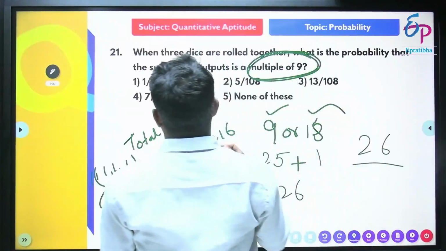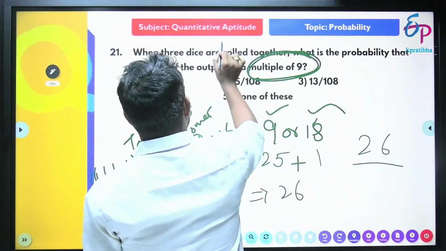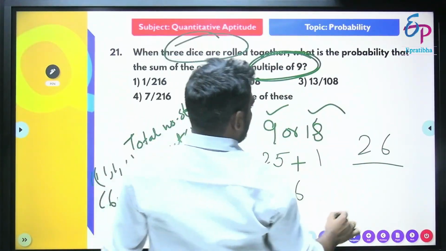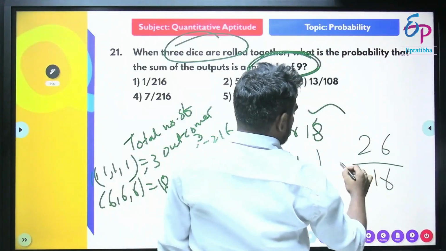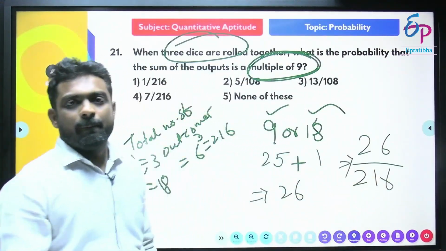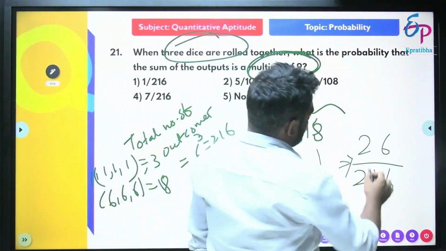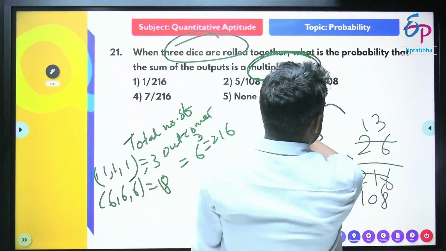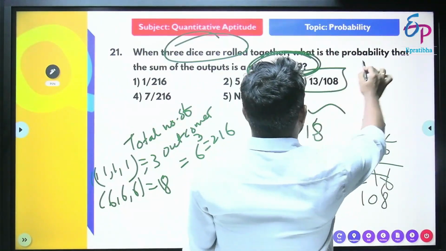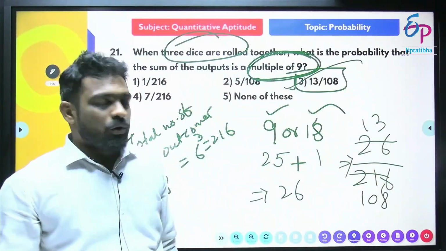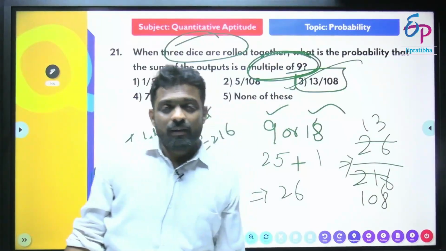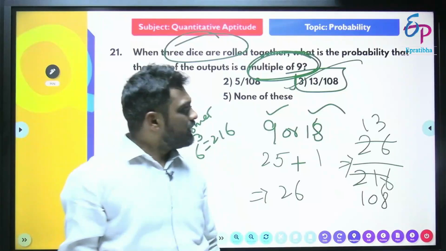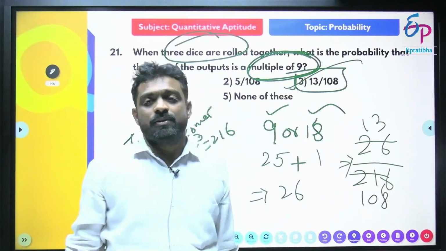Total number of outcomes are how many? 3 dice are rolled, right? 216. 26 by 216 means what exactly? 2 13s are 26, 2 108s are 216. So 13 by 108, option 3. Option 3 is what exactly? 13 by 108 is option 3. That is an absolute solution for the given question.